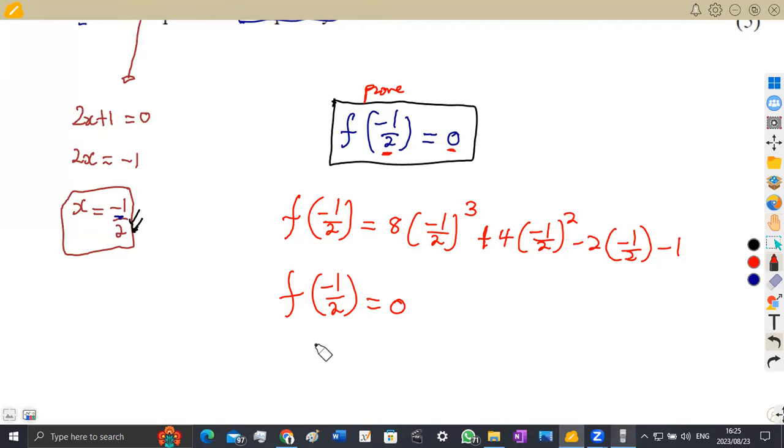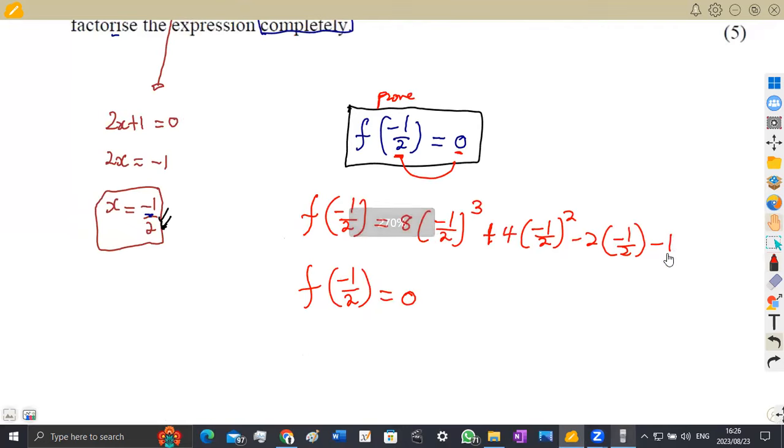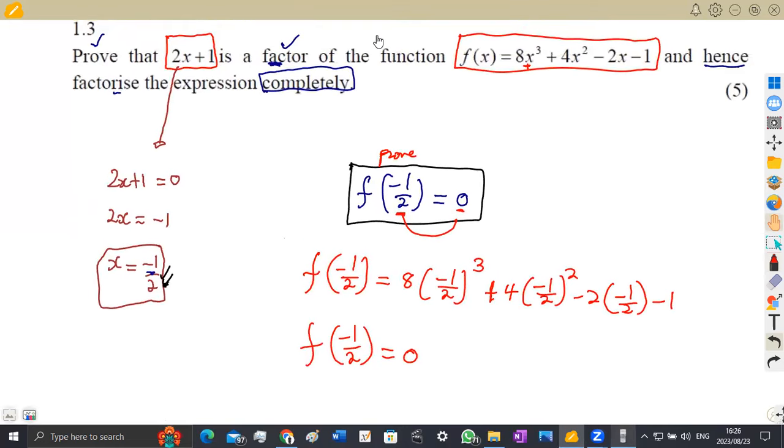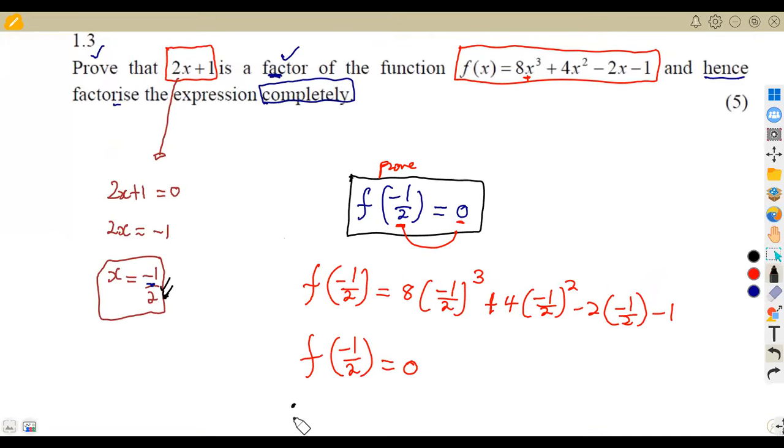By obtaining a 0 like this, what does it do? This is what we proved. So we got that it's actually a 0. So it means, therefore, this part here is a factor. So therefore, we're going to conclude now to say that 2x plus 1 is truly a factor of f of x, which is our f of x here. I don't know if we are together. Yeah, we are together.